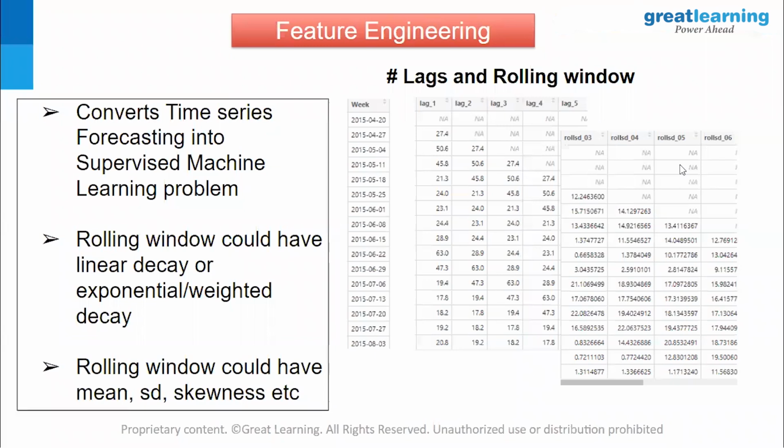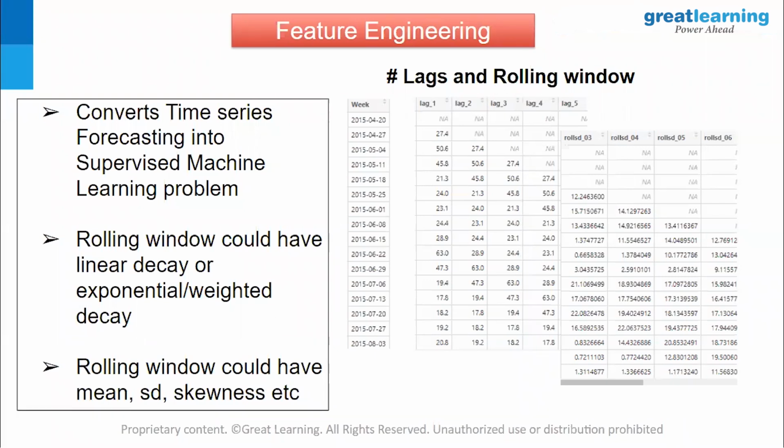The other is what we call a rolling window. A rolling window is nothing but taking an average of the last few values. So maybe an average of the last two values, let's say t minus 1 and t minus 2, or the previous three values, 1, 2, and 3, and so on. There is no limitation. You can have as many rolling window variables as you would like.